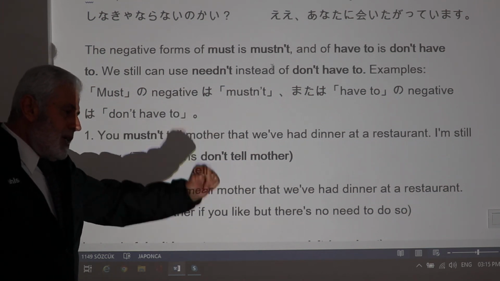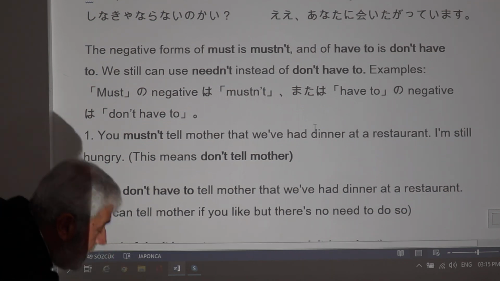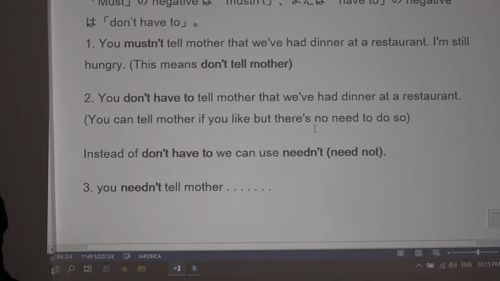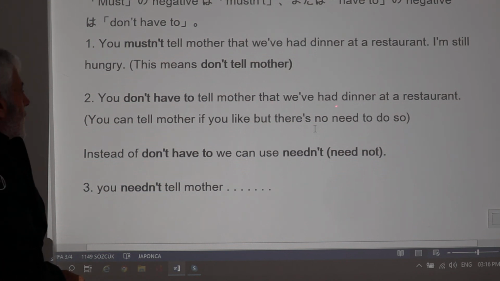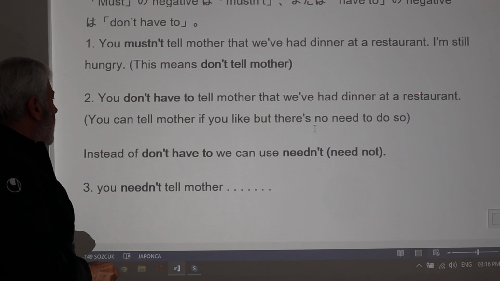この意味をお母さんに言わないでよ。今は don't have to に行きました。Don't have to. You don't have to tell me that. You don't have to tell me that we've had dinner at a restaurant.